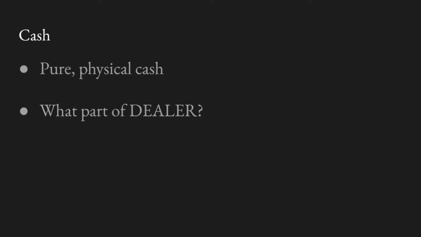Okay, so cash. Now we did cash earlier, but I think it's good for you to see how cash is related to the dealer equation that we just learned. So when we say cash, we're talking about pure physical cash that your business might have on hand. So what part of dealer is cash? Cash is an asset, as we discussed earlier. So therefore, because assets fall under debits, then we know that the cash account is a debit account.